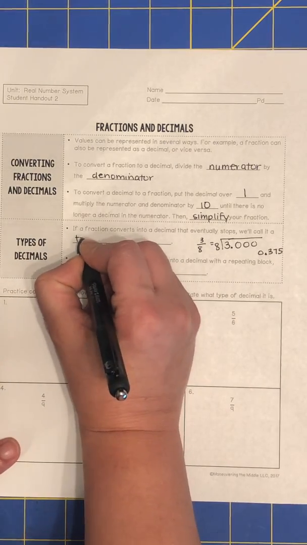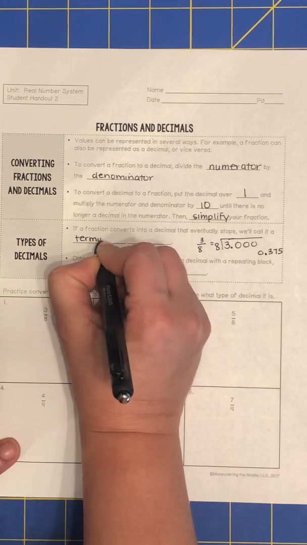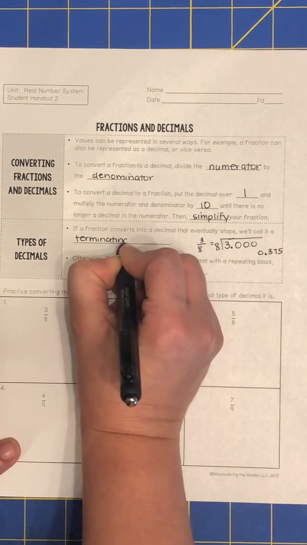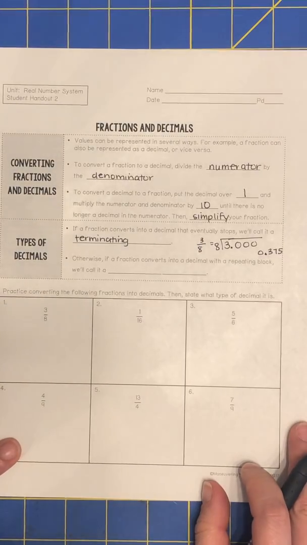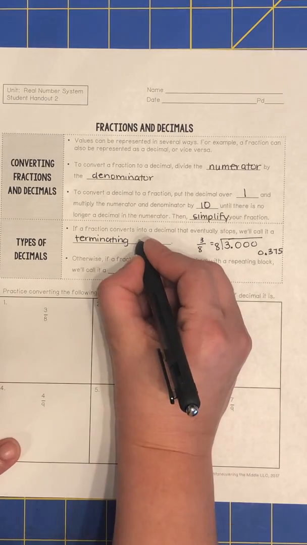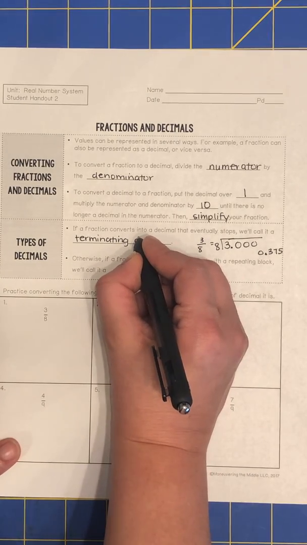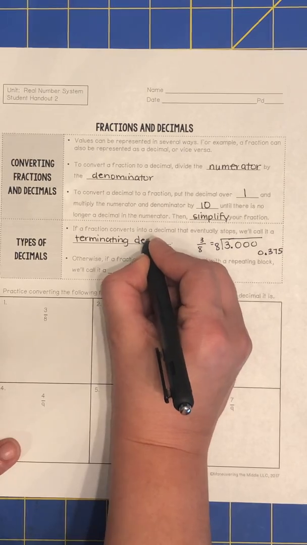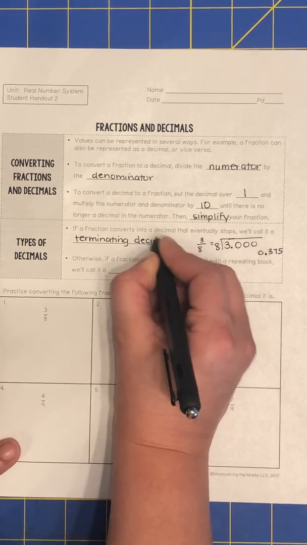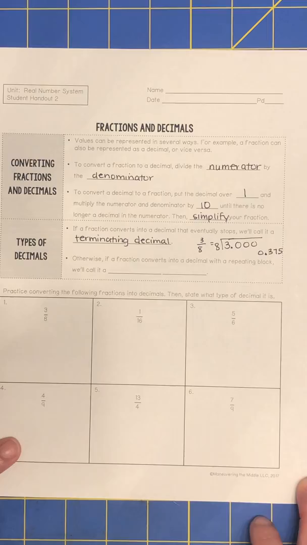We call this a terminating decimal. I know you guys are too young for this, but the Terminator, his job was to stop things. So this is a terminating decimal, meaning it stops at some point. Like there's no remainder to our division problem.